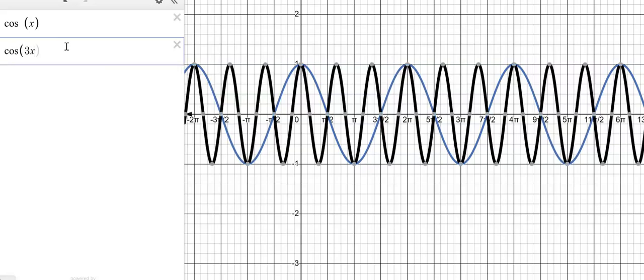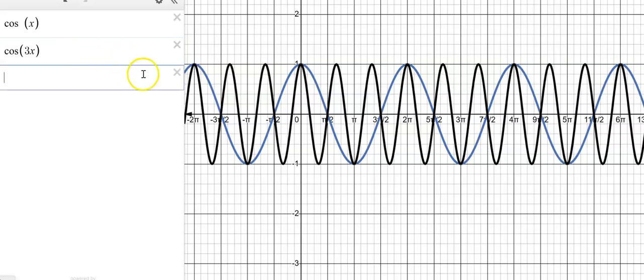Oh goodness, do you see that right there? How it makes 3 of them fit into 2 pi. So instead of going from 0 to 2 pi, it goes from 0 to 2 pi divided by 3, or 2/3 pi. And then you've got another 1/3 pi, and then another 1/3 pi. So 3 of them fit in there.